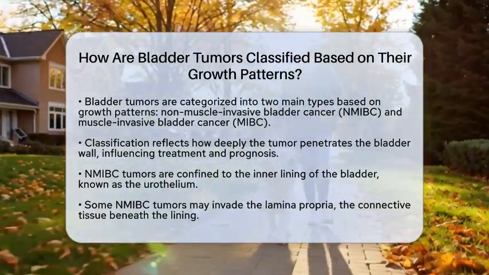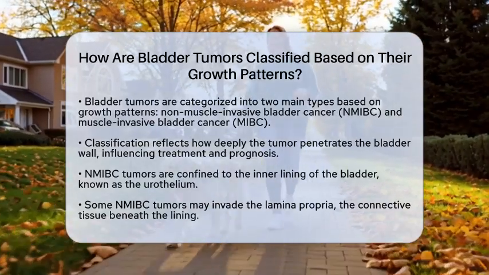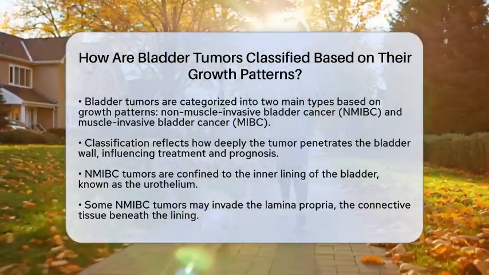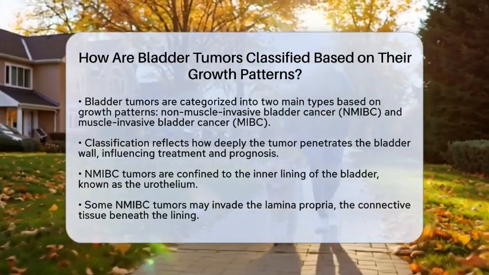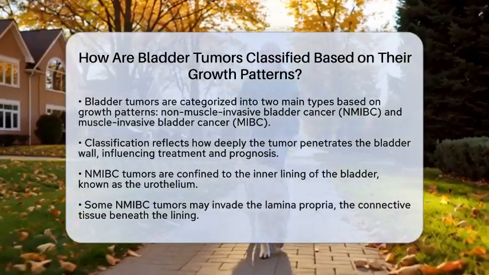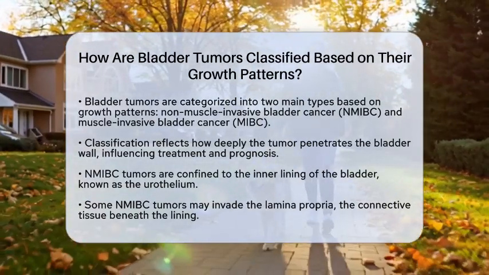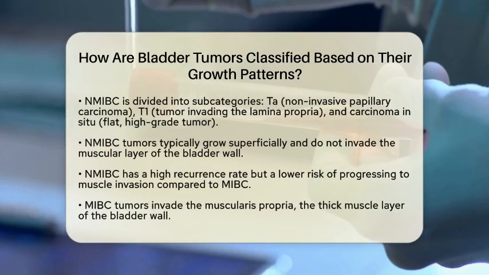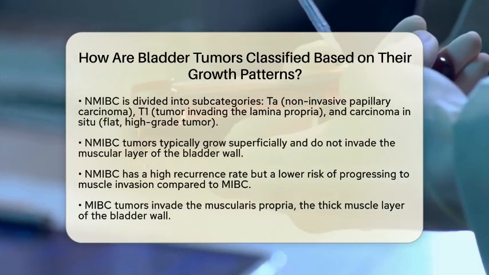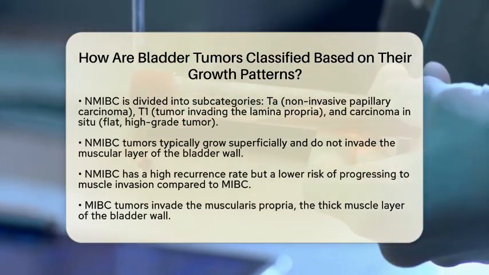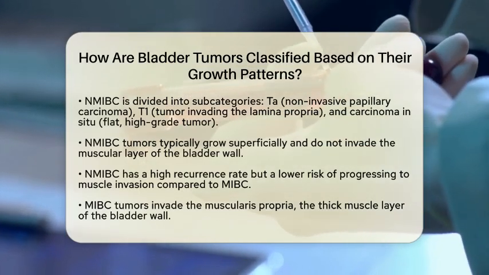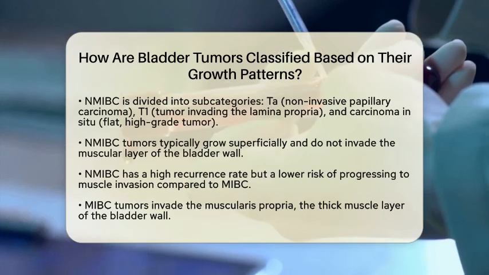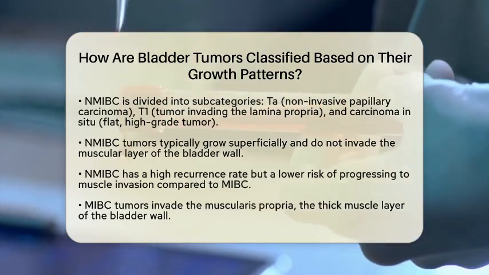Non-muscle-invasive bladder cancer, often referred to as NMIBC, includes tumors that are confined to the inner lining of the bladder, known as the urothelium. Some may invade only the lamina propria, which is the connective tissue beneath the lining. NMIBC is further divided into subcategories, including Ta, which is a non-invasive papillary carcinoma, and T1, where the tumor invades the lamina propria. There is also carcinoma in situ, a flat, high-grade tumor that remains confined to the urothelium. These tumors typically grow superficially and do not invade the muscular layer of the bladder wall.